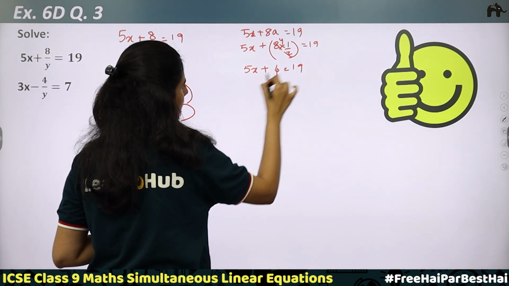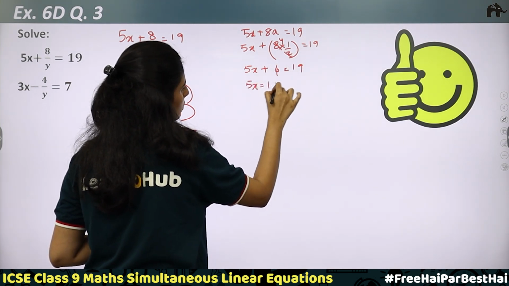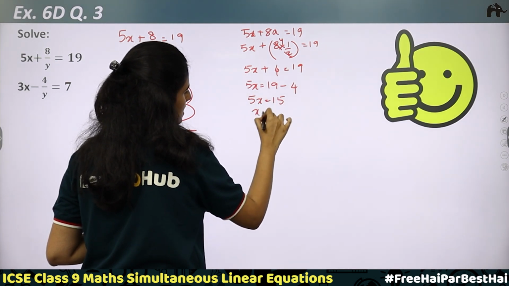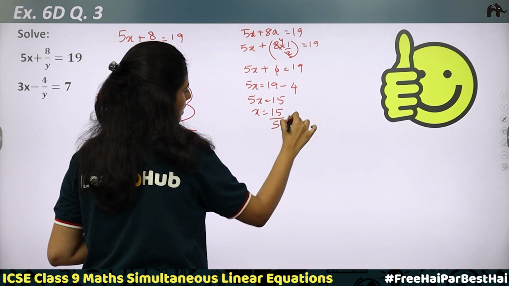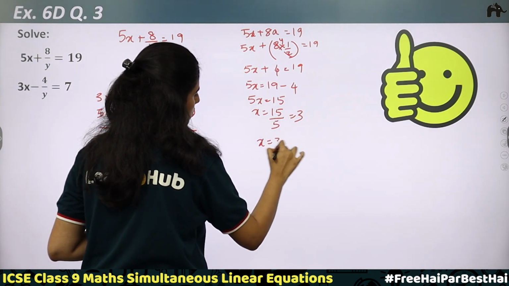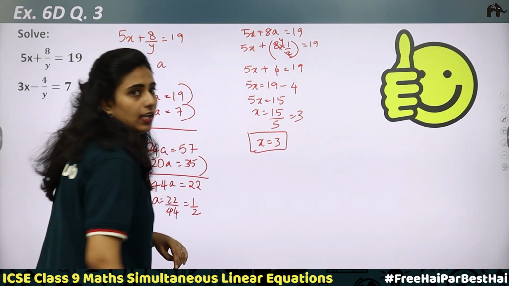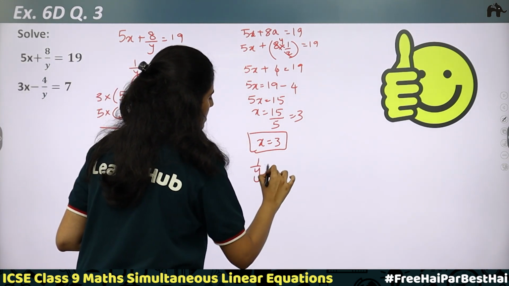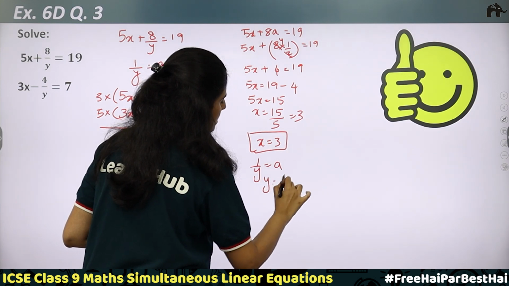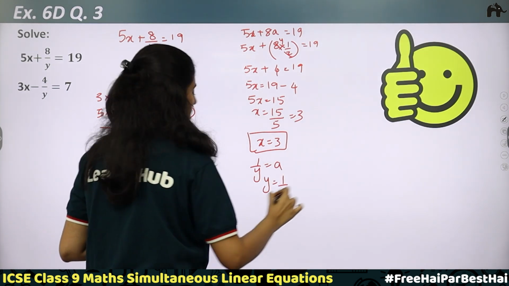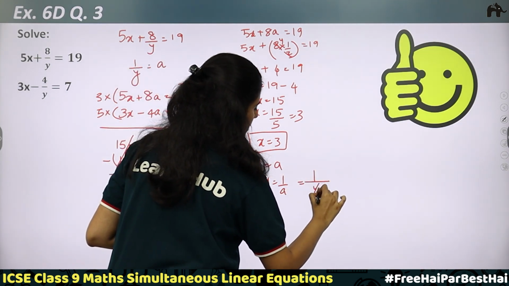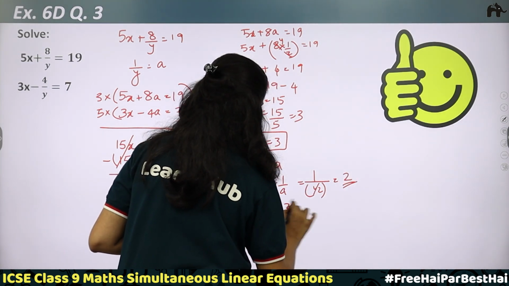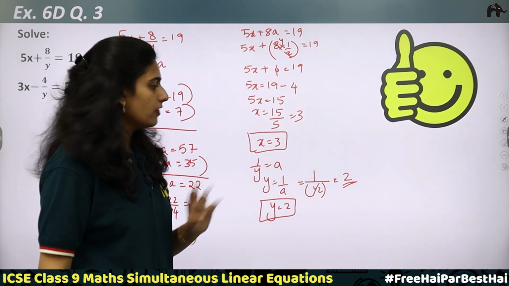4 is equal to 19. 5x is equal to 19 minus 4. 5x is equal to 15. x is equal to 15 by 5, which is 3. So we got x is equal to 3. Okay, we have a value. We have 1 by y is equal to a, which means y is equal to 1 by a. That is 1 divided by 1 by 2 equal to 2. So y is equal to 2. So these are the values of x and y.